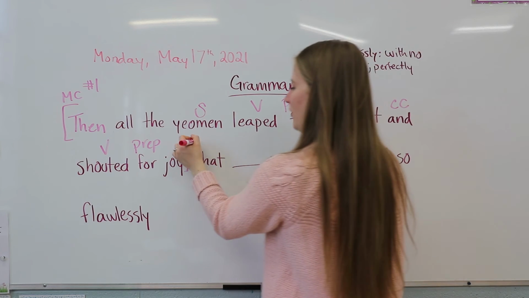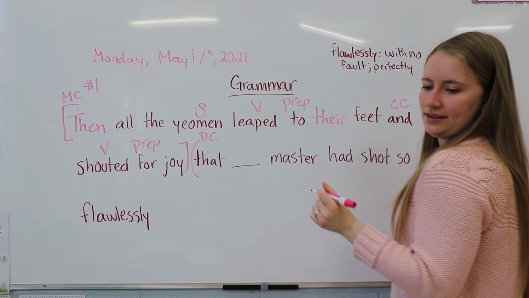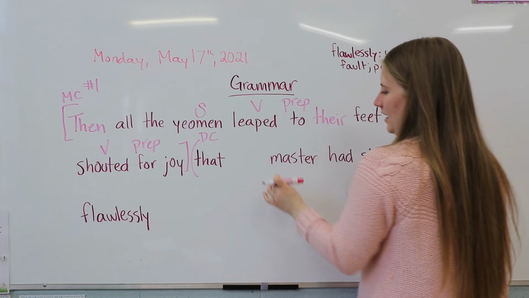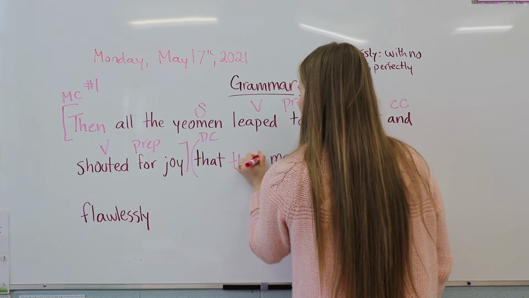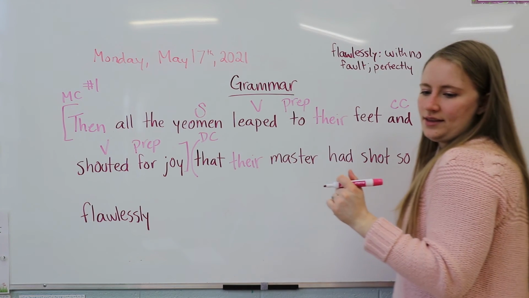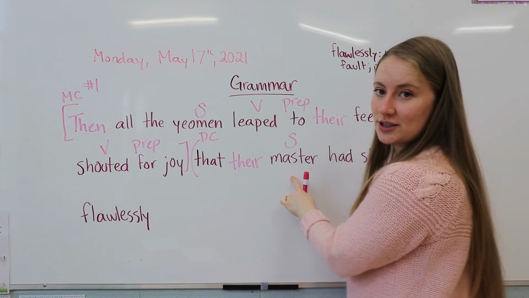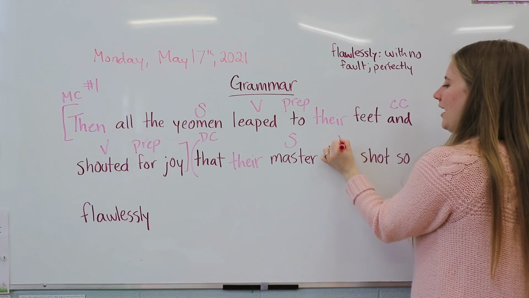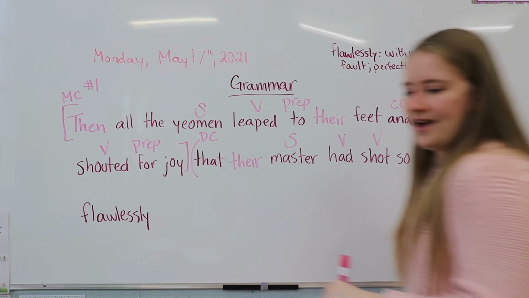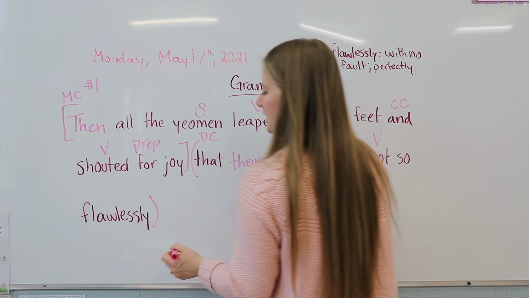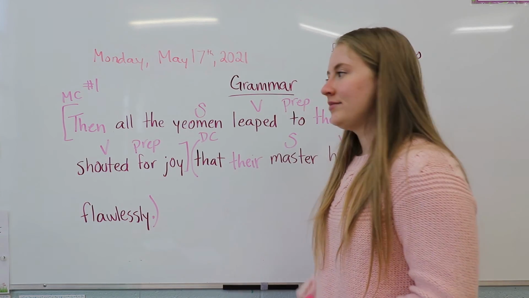Okay, now we're going to jump right into a dependent clause. DC, right there. And we have to pick the there again. Okay, and it's the same one. THEIR. Okay, that their master had shot so flawlessly. So master is the subject, and of course we know that that's Robin Hood. And then had shot is our little verb set. Okay, and we're going to end our clause here, of course, and finish her off with a period.